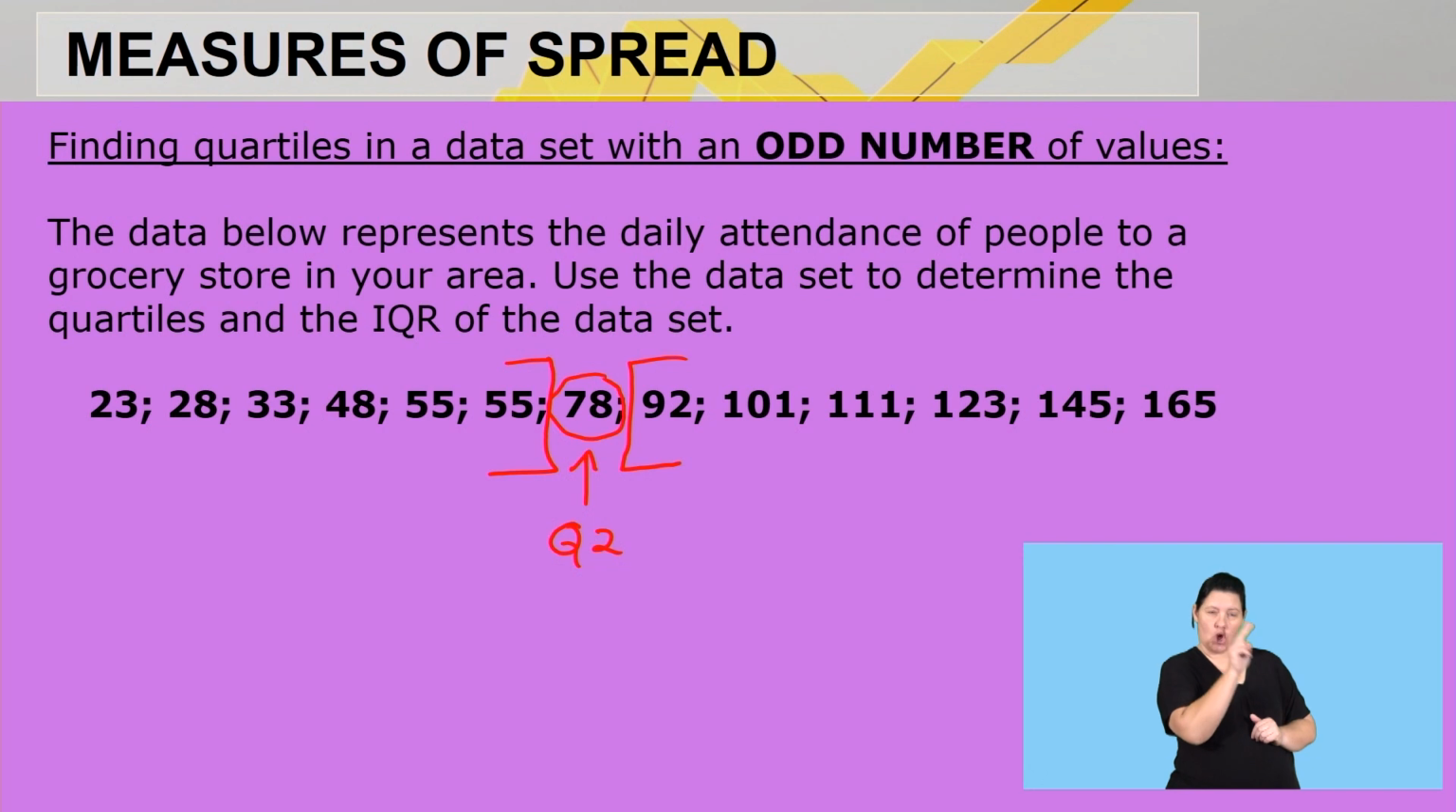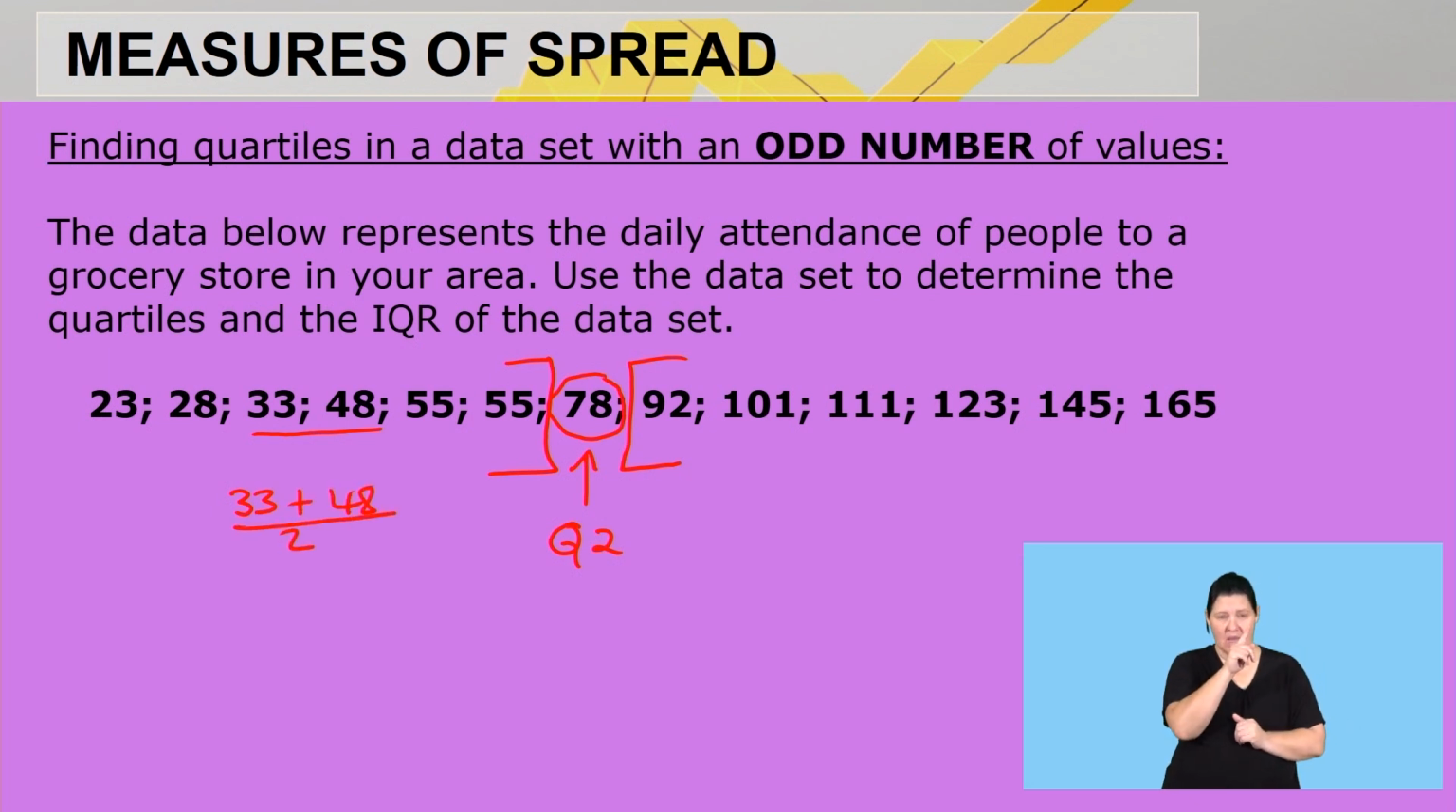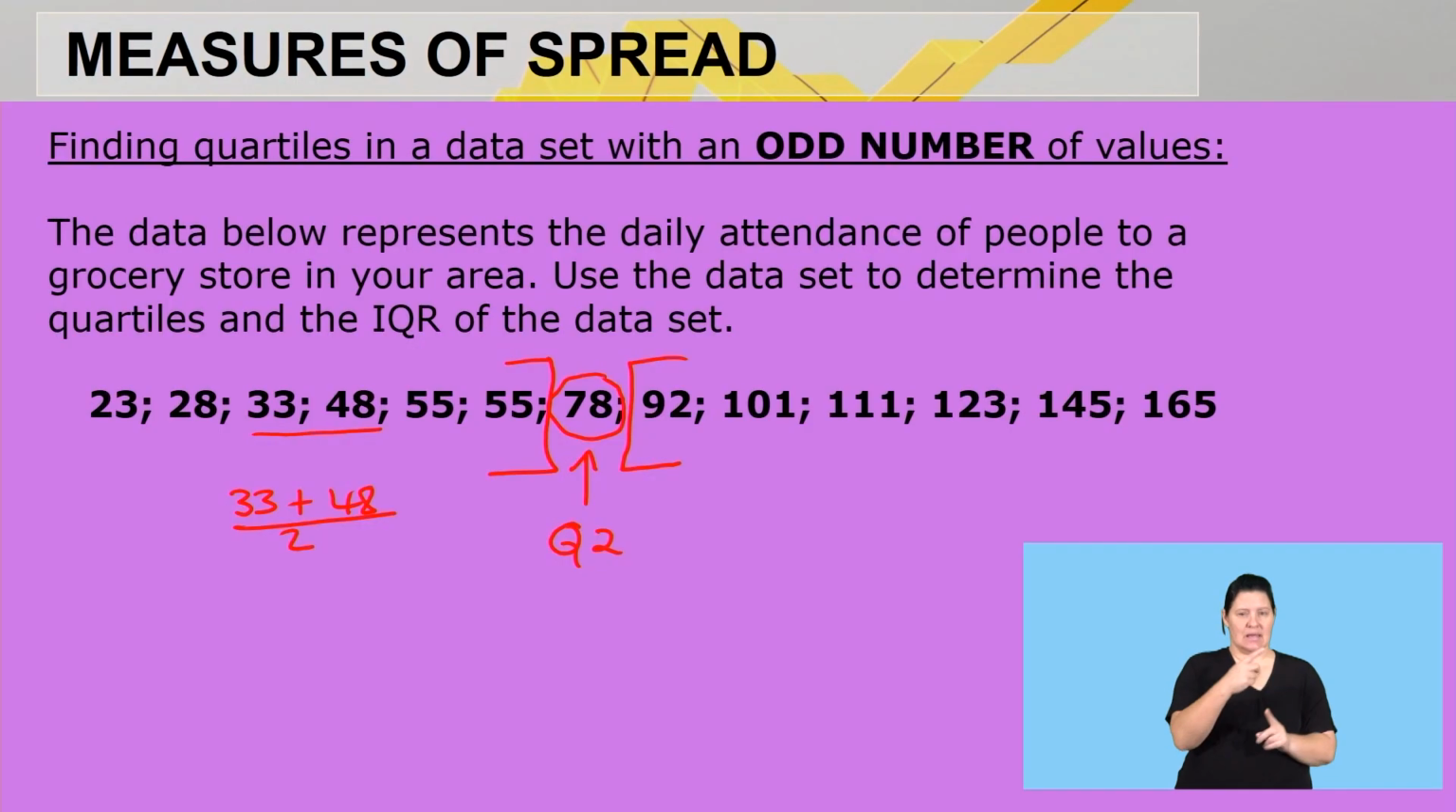If you look at the 6 numbers now, I have 2 middle numbers. So I'm going to say 33 plus 48 divided by 2. Remember, when we determine the median of an even set of numbers, we find the middle 2 numbers, add them together, and divide by 2. Exactly what I did here now. So I'll say 33 plus 48, and that value I divide by 2. So this will be 40.5. Now this becomes my quartile 1, or my lower quartile. Guys, I hope that is clear.